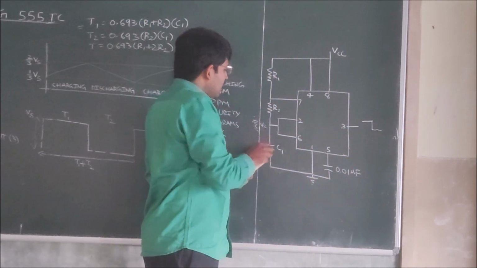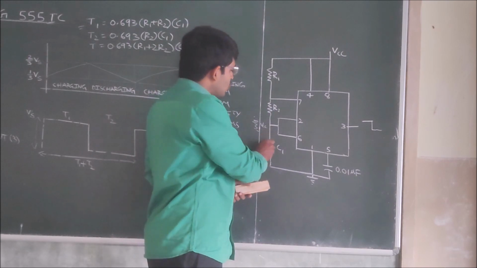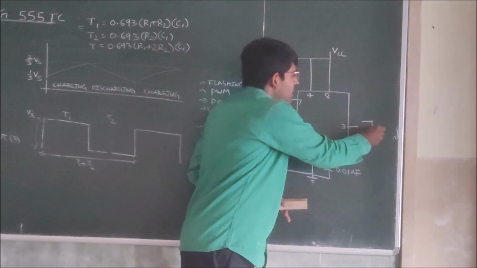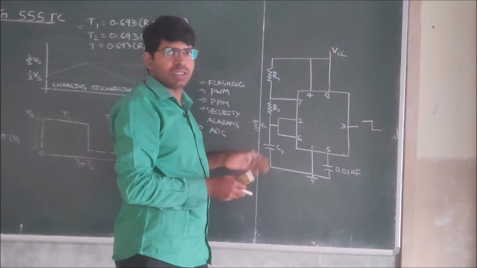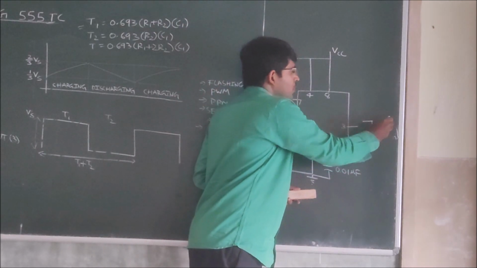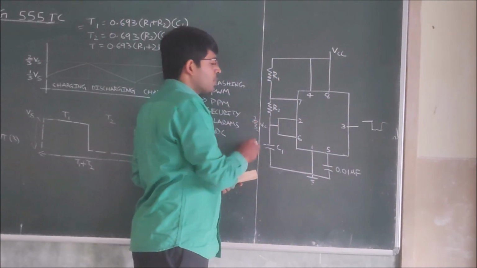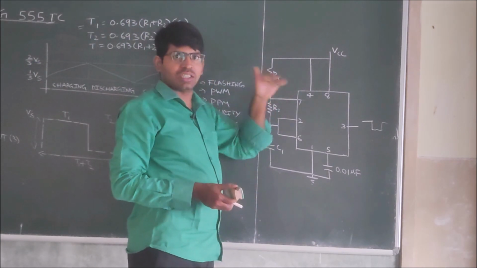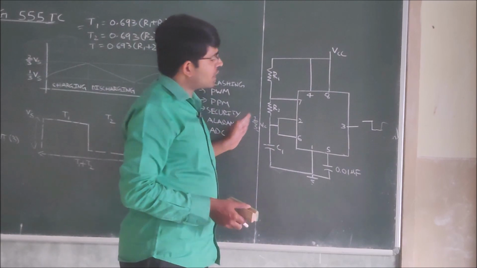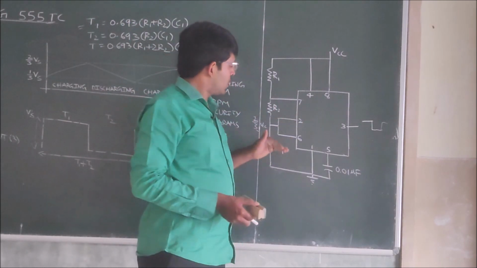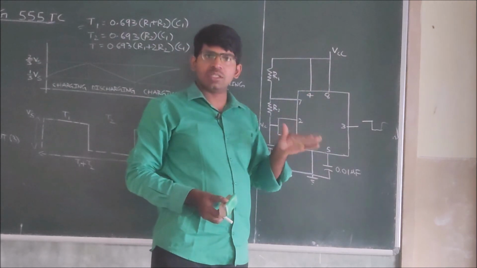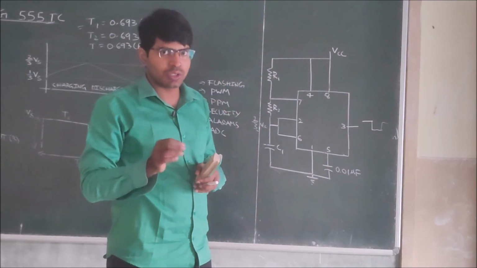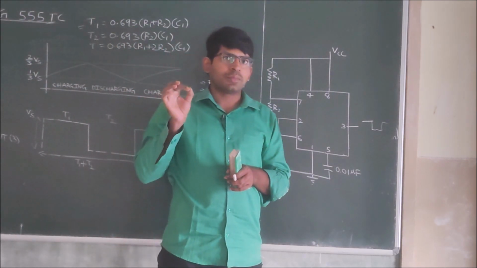Again, the capacitor starts discharging through this path, through R2 only. When the capacitor discharges and its value crosses 1/3 VCC, it starts charging again. So during the charging time of the capacitor, the output is in the high state, and during the discharging time of the capacitor, it is in the low state. This is how an astable multivibrator using the 555 IC circuit operates.